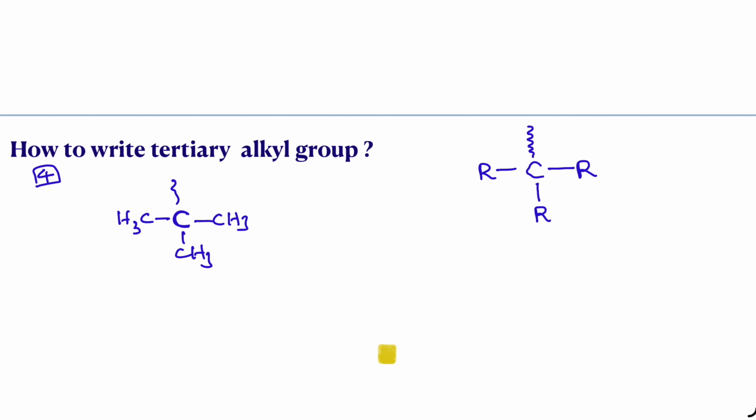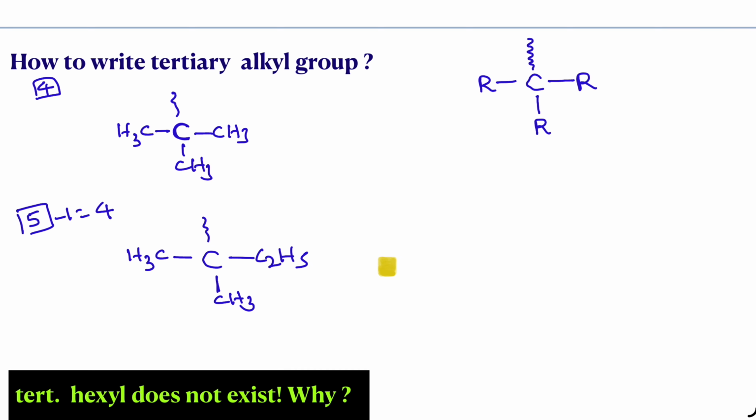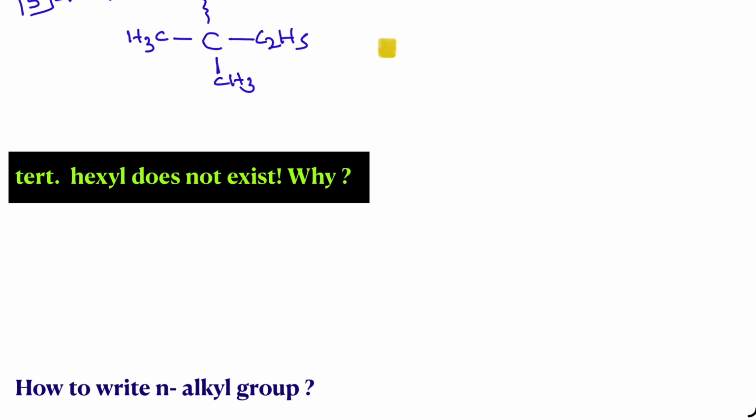Tertiary pentyl: there are 5 carbon atoms in total. So for tertiary, one carbon, like this, and the remaining 3 are alkyl groups. So 5 minus 1 is 4. The combination is CH3, CH3, C2H5, like this. There is no other combination. So tertiary butyl exists, tertiary pentyl exists, but tertiary hexyl does not exist, because hexyl means 6 carbon atoms.